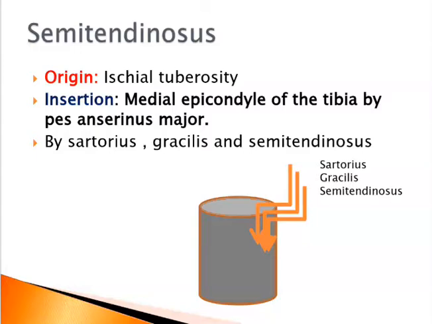And as you see in the picture, one cylinder is represented, that represents the medial epicondyle of the tibia. Then you can see the insertions of sartorius laterally, middle is gracilis, and semitendinosus is medial. So all these muscles are inserted like guy ropes. So semitendinosus inserts by a process called pes anserinus. It is similar to guy ropes.